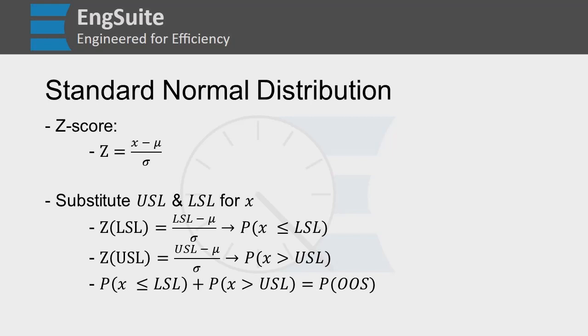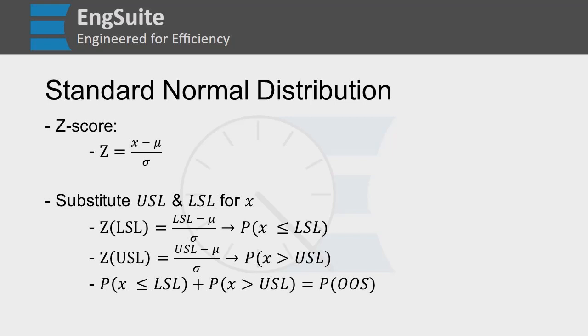Okay, so what happens if we substitute our upper spec limit and our lower spec limit for x? Well, the z-score of the lower spec limit is LSL minus mu over sigma. We can plug that in, and we can get the probability of failing below the tolerance. If we plug in the upper spec limit, we can then use that z to retrieve the probability of failing above. Again, we know that those add together to the probability of an out-of-spec condition.